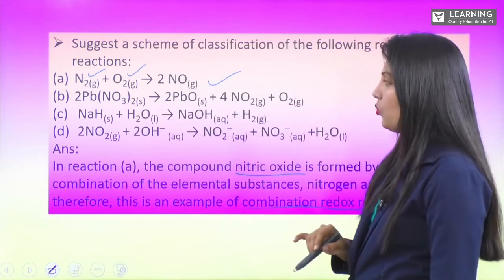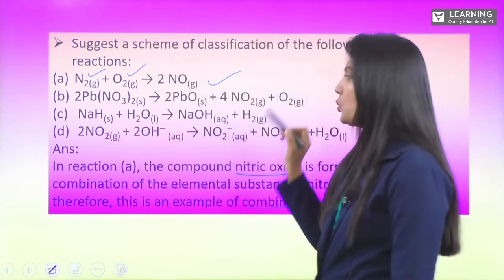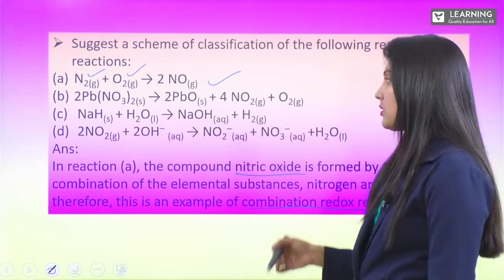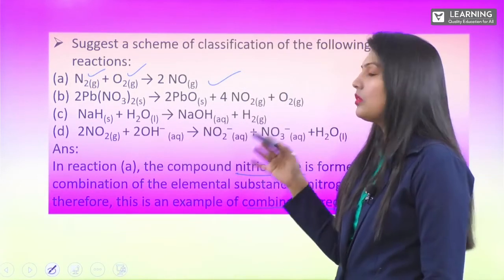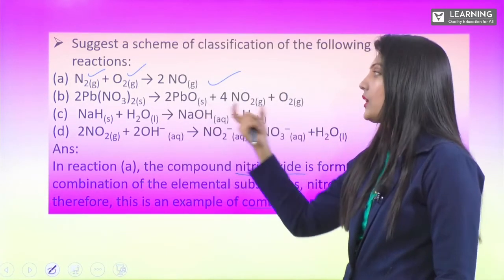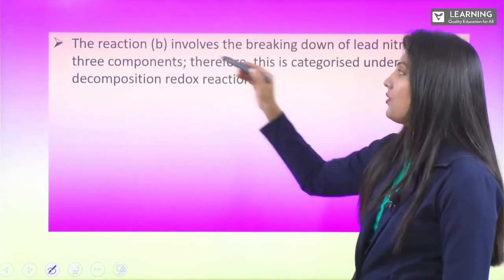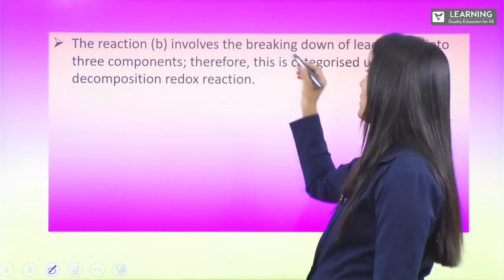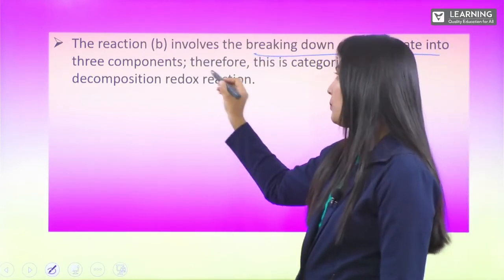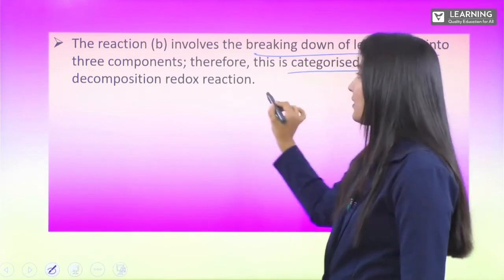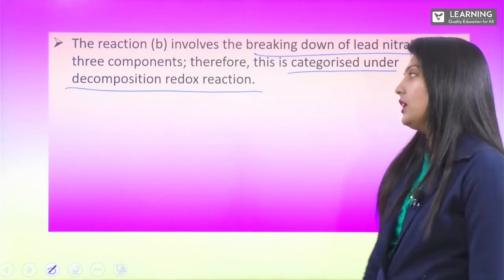What about the second one? The second one, you can see one is splitting into three different compounds. So two compounds and one element. So three different substances. We can call it as decomposition reaction, where the reaction B involves the breaking down of a lead nitrate into three components. Therefore, we can categorize it as a decomposition reaction.